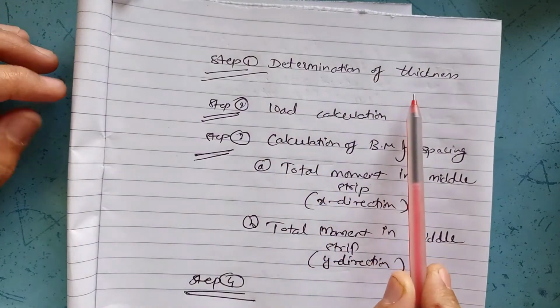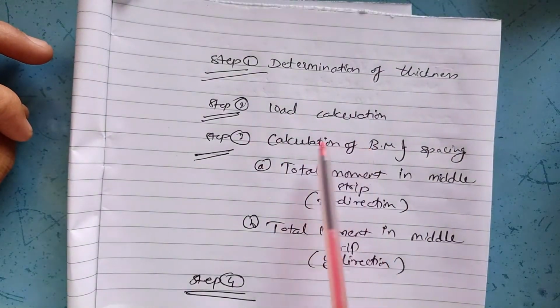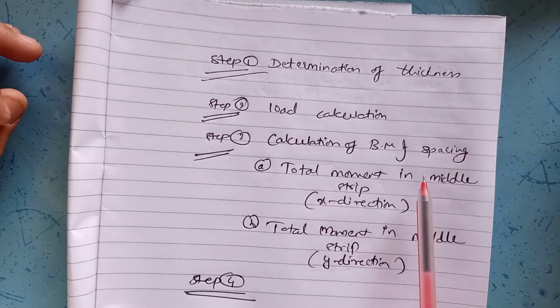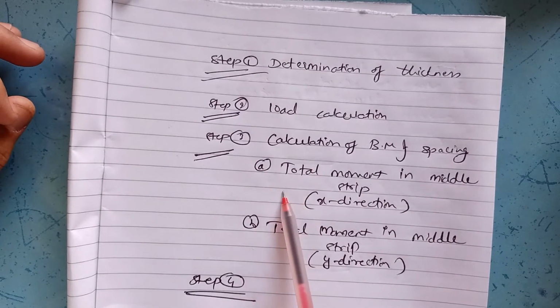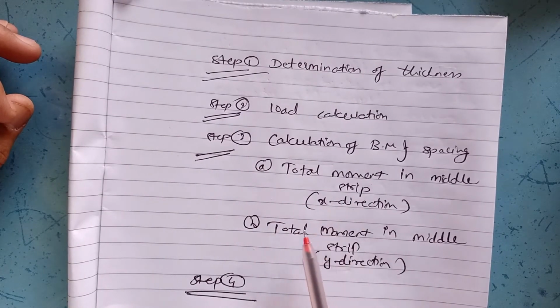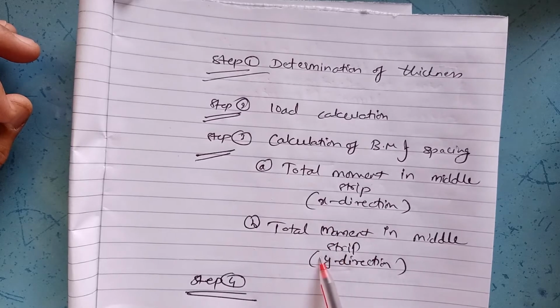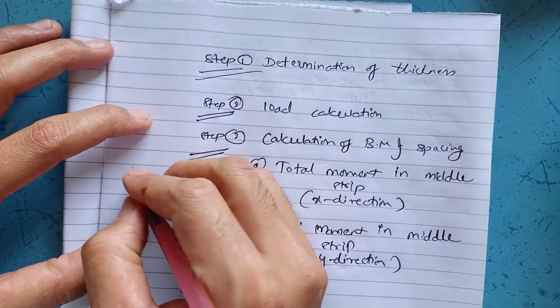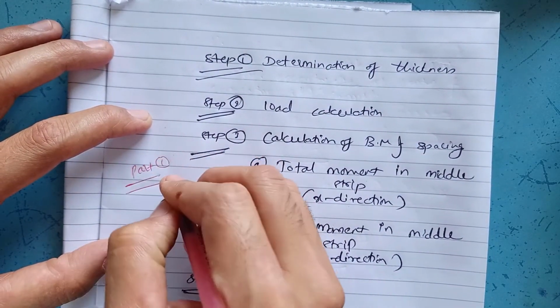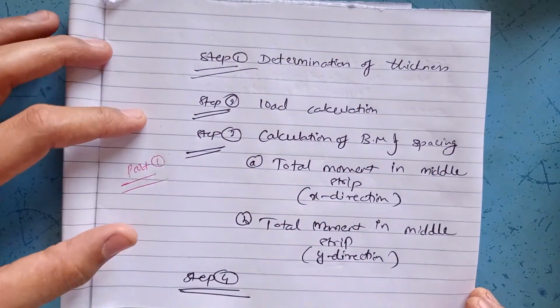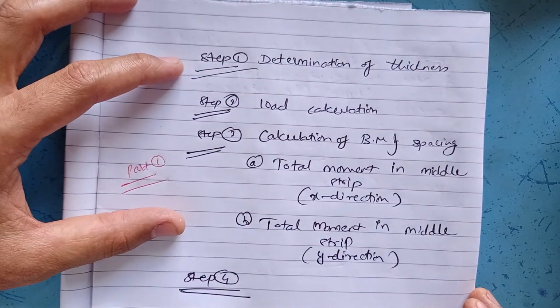Step 1, determination of the thickness. Step 2, load calculation. Step 3, calculation of the bending moment and spacing, that is, total moment in the middle strip in the x direction and total moment in the middle strip in the y direction. In the part 1 video of post-tension two-way slab design, these 3 steps we have covered.